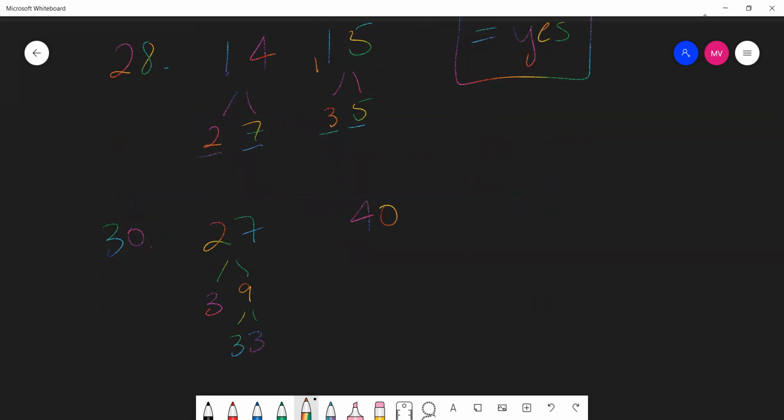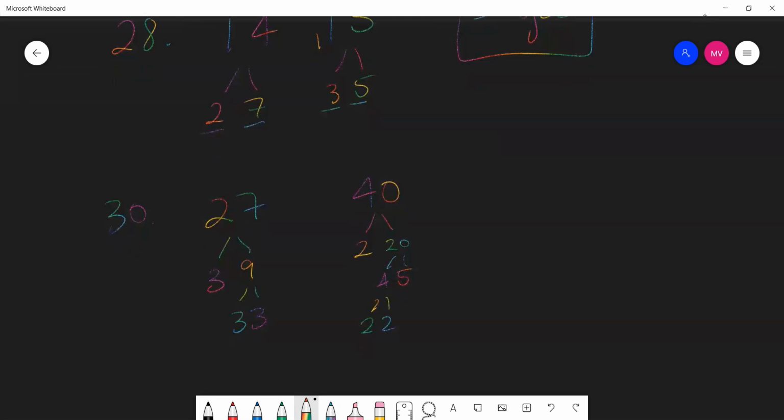And you can determine that this is most likely relatively prime because in no way does 3 ever go into 40. But again, we want to prove it. So this is 2 and 20, 4 and 5, 2 and 2. And so here you see that you have 3, 3, and 3, and there is no 3 over here. Therefore, these two are relatively prime.